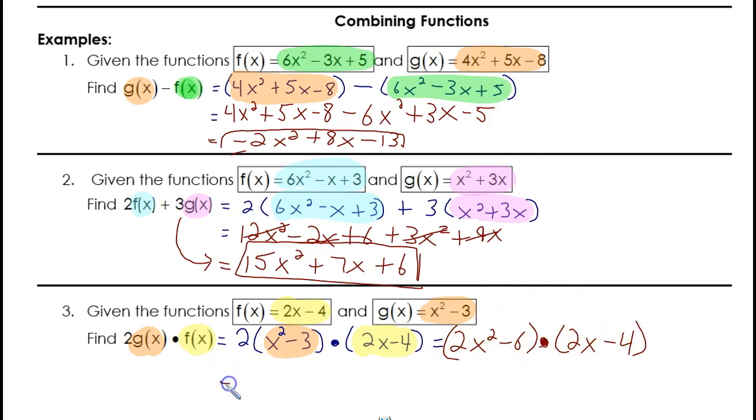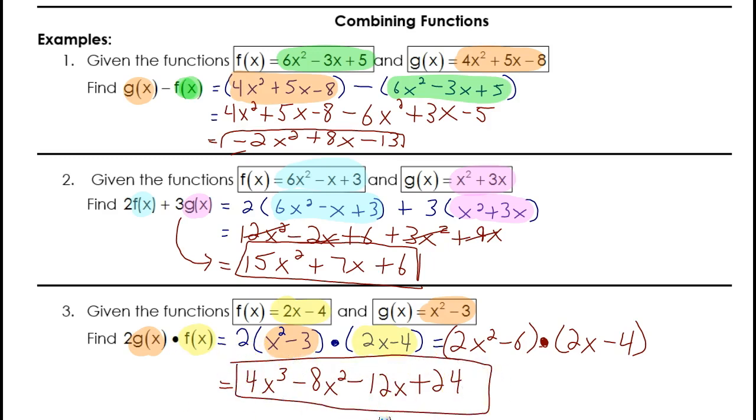Come down here. So 2x squared times 2x is 4x to the third. 2x squared times negative 4, the outside times the outside, is minus 8x squared. Inside times inside is negative 6 times 2x, which is negative 12x. And last times last is negative 6 times negative 4, which is positive 24. And since all of these are unlike terms, and they're already in descending order based on the exponent, I can circle my answer, and I am good to go with that one.